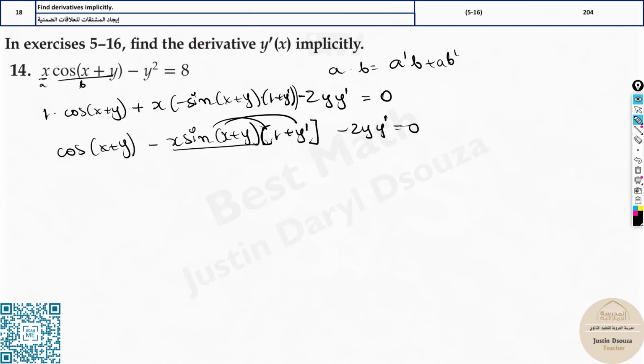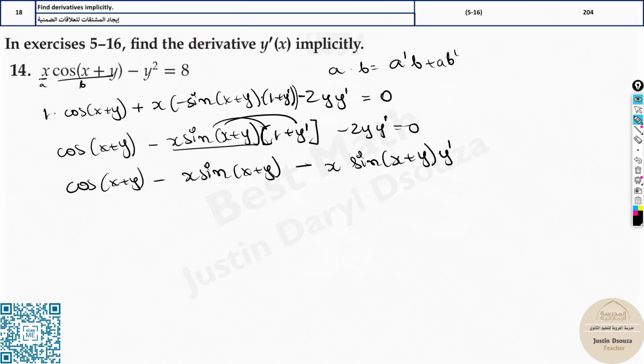It's like a b prime, right? This entire thing is b prime. So all things are multiplied, but there are two terms here, right? Because it's plus. But sine(x + y) is not two terms, because this is like sine theta, a single angle itself. So cosine(x + y) minus, now I multiply this here, it will be x sine(x + y) multiplied by 1, the same term, but now we will also have x sine(x + y) and then y prime. Can you see this y prime is there? Minus 2y into y prime equals 0.